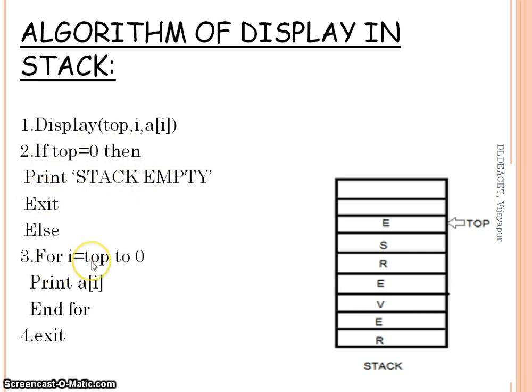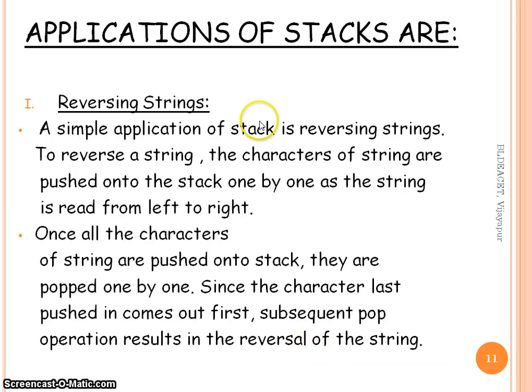Else take a for loop, that is, I will be pointing to the top, from I equal to top to 0. Whatever elements are there, you have to print them. So use print a of I. End for, exit. So the elements get displayed as E, then S, then R, then E, V, E and R. So, applications of stack.